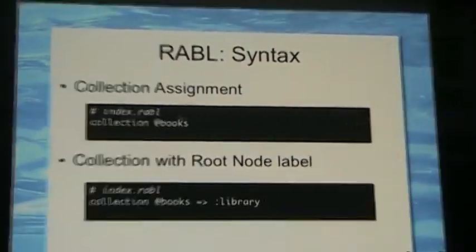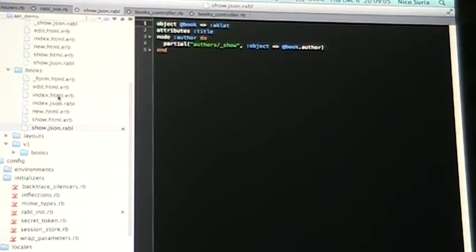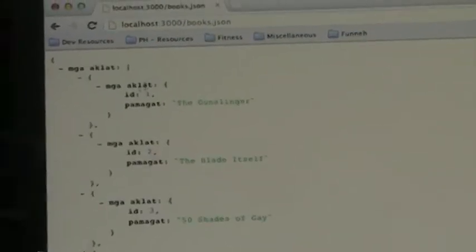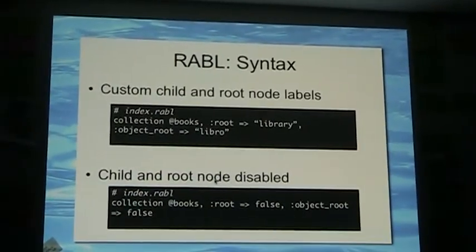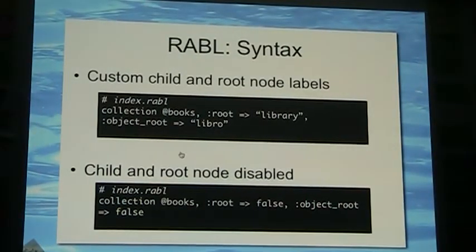For collection assignments, it's basically the same. So if I go to books index, yeah, it's basically the same thing. By default, the root node becomes the child node. And then you can also customize child and root node labels. So if I wanted to go root library and object root libro, I can do that.